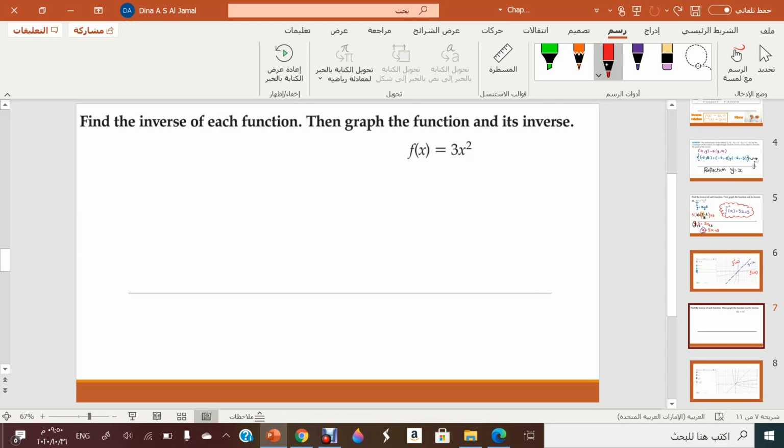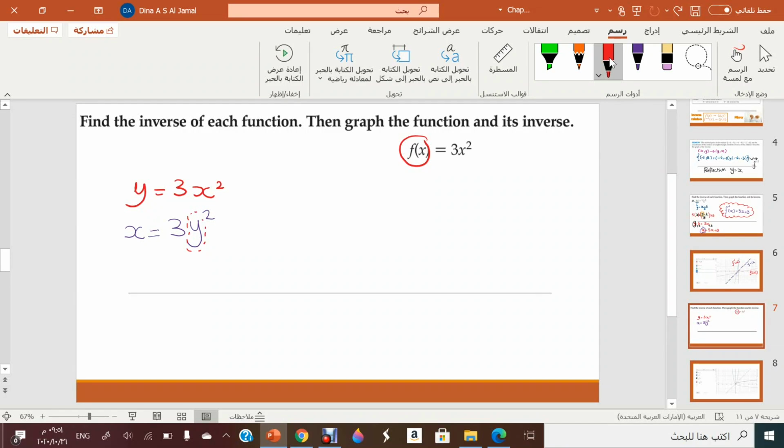We will follow the same steps. We will remove f of x and put it as y equal 3x squared. Then we will be swapping the places now: x equal 3y squared. Now I would like to find y alone, but I have a square.